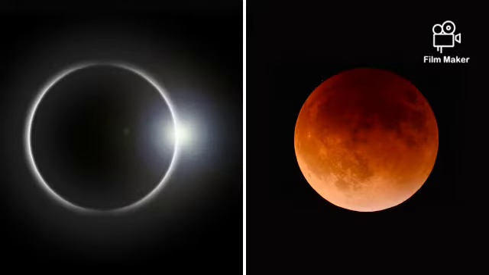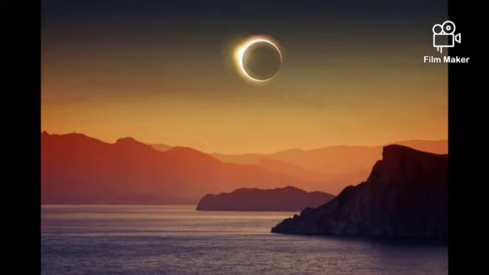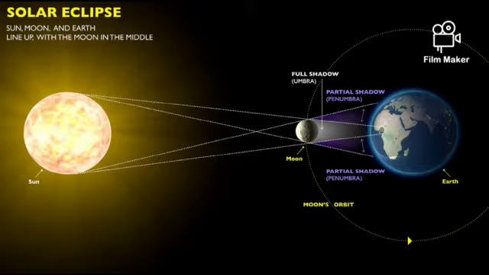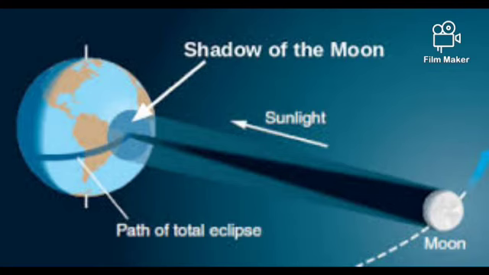In this video, we are going to be looking at solar and lunar eclipse. Let's start off with solar eclipse. So, what is the solar eclipse? A solar eclipse is when the moon comes in between the sun and the earth, blocking the sunlight from reaching the earth.